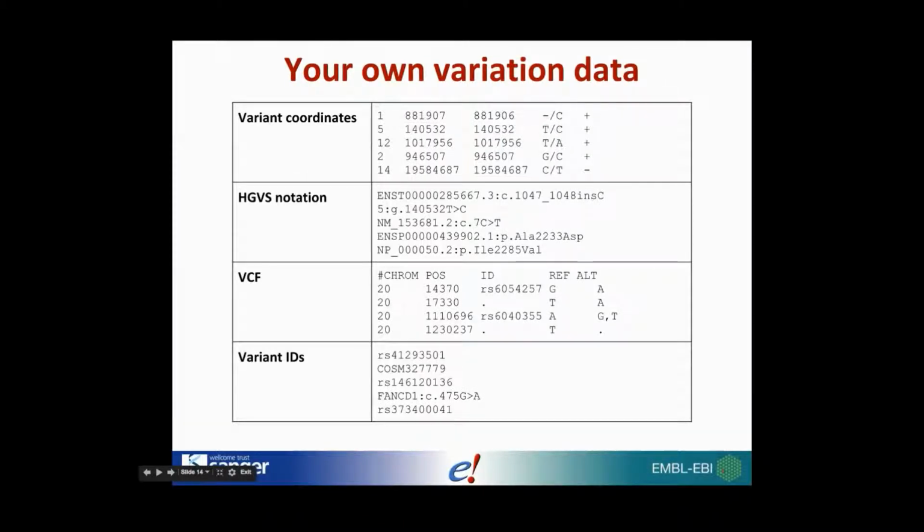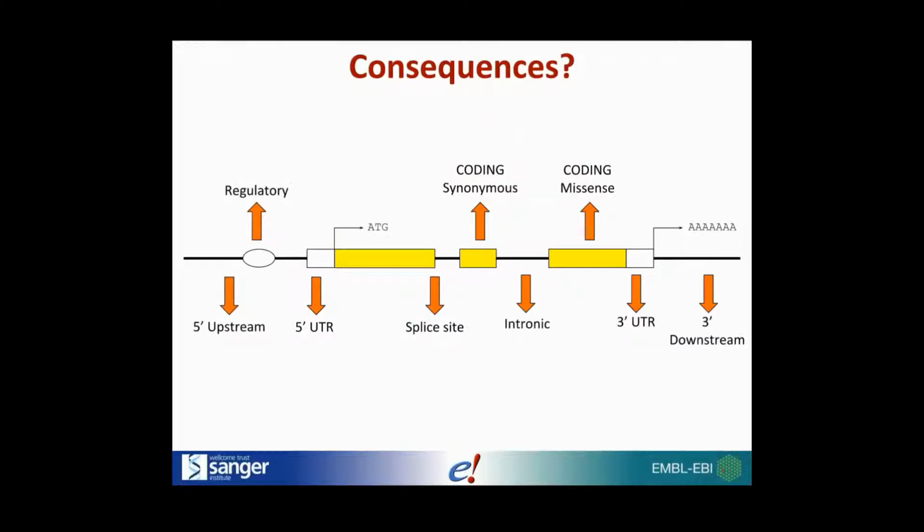The VEP uses your own variation data. So you might have done some kind of variant calling. Maybe you sequenced a single gene, or maybe you did whole genome variant calling. Maybe you have a list of variation IDs. What you want to know is which genes these variants fall within, and how they affect those genes. Are they going to change the coding sequence, or are they going to fall somewhere intronic? Might they affect splice sites, regulatory regions, various different features like that?